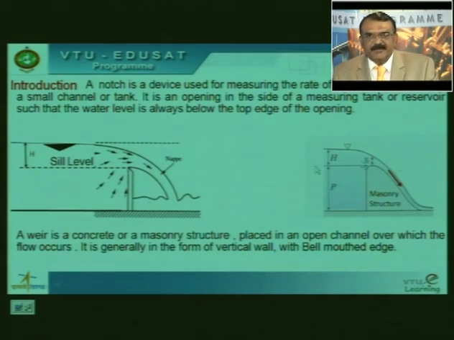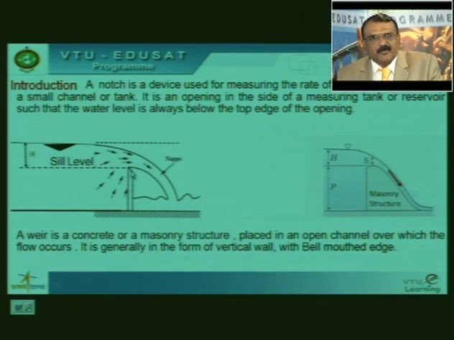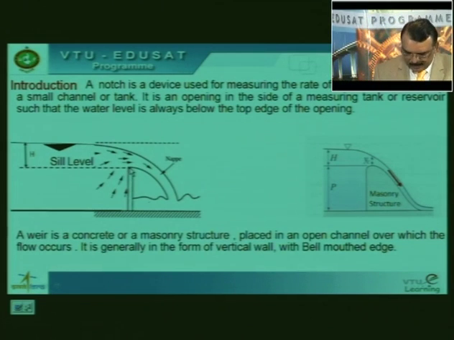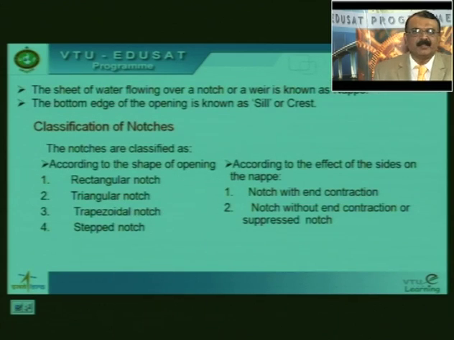Now if you look at this figure and this figure, as the water flows over this masonry structure, the fluid is in contact with the masonry structure right from the starting point to the ending point. If you come to this notch, here it is a sharp edge, so the area of contact is minimal when I am talking about a sharp edge notch. I hope these things are clear.